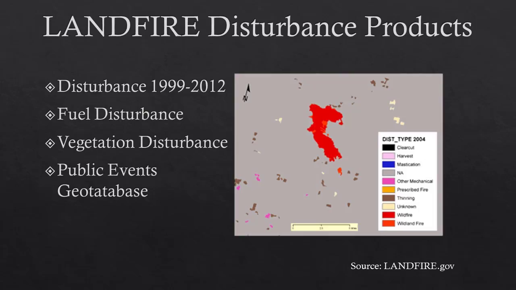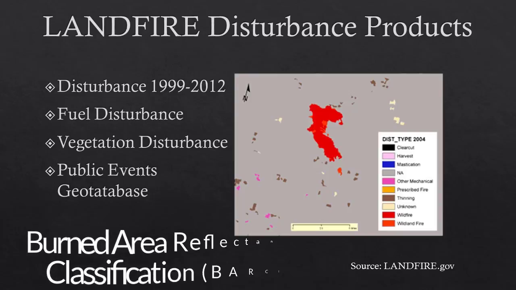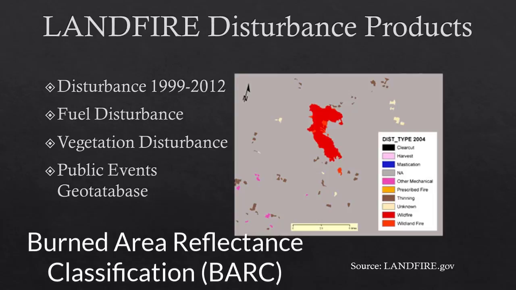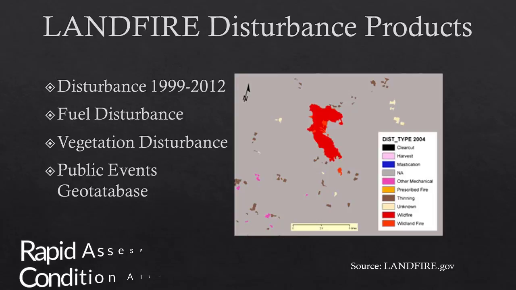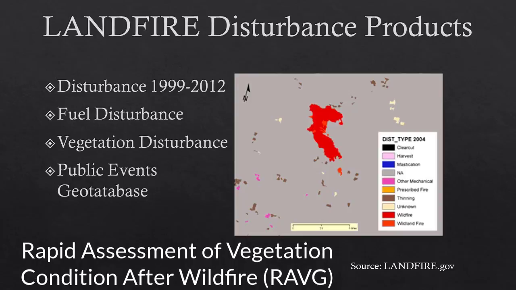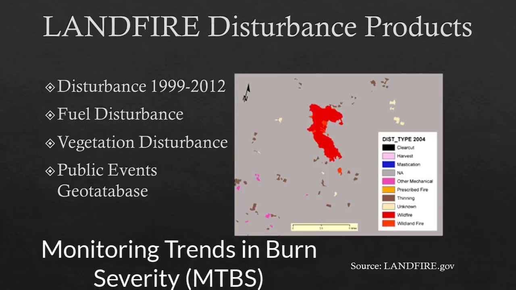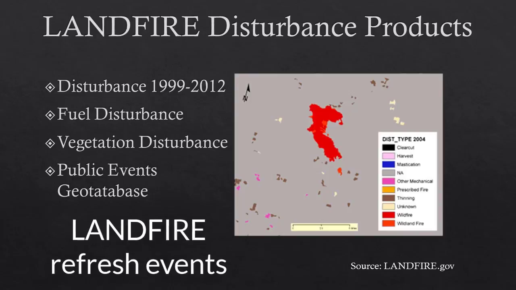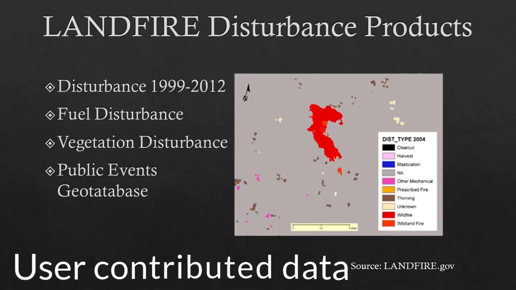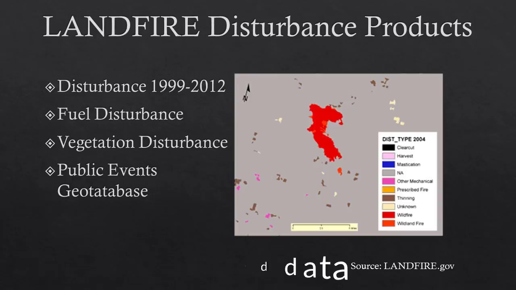Disturbance products are developed to help inform updates to LANDFIRE data to reflect change on the landscape caused by management activities and natural disturbance. They are a compilation of data from Landsat satellite imagery, burned area reflectance classification, or BARC, rapid assessment of vegetation condition after wildfire, or RAVG, monitoring trends in burn severity, or MTBS, LANDFIRE refresh events, user contributed data, and other ancillary data.